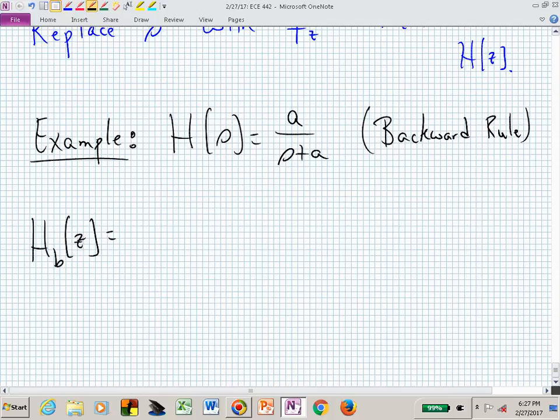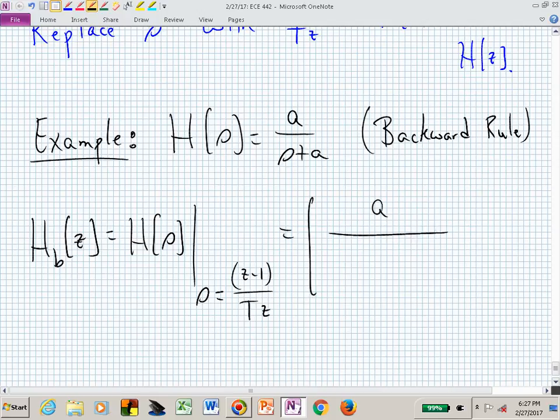So that h sub b of z is going to be h of s with s replaced with z minus 1 over tz. Or this is now a over z minus 1 over tz plus a. And again, maybe that looks a little messy. But how do we know how to clean that up?